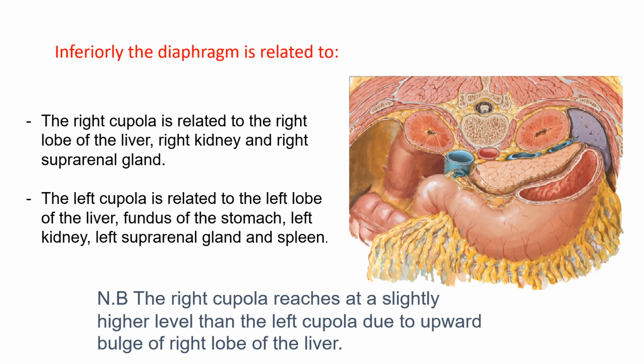Inferiorly, the right cupola of the diaphragm will be related to the right lobe of the liver, right kidney, and right suprarenal gland. The left cupola will be related to the left lobe of the liver, left kidney, left suprarenal gland, spleen, and fundus of the stomach.